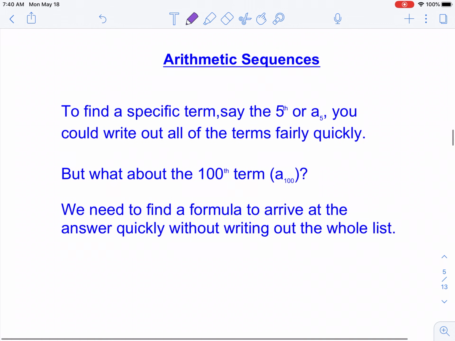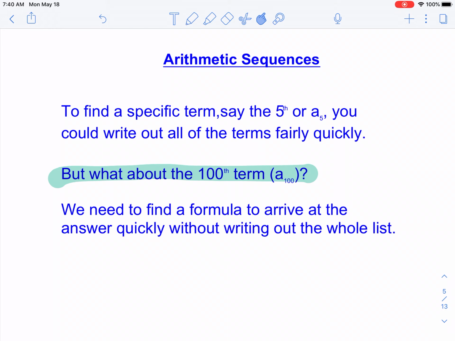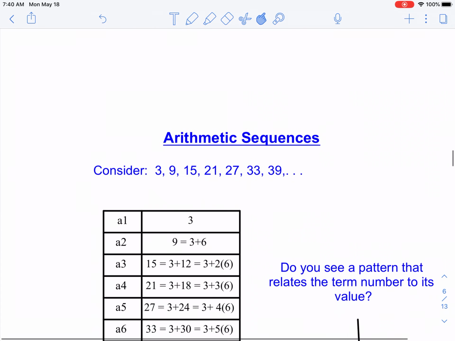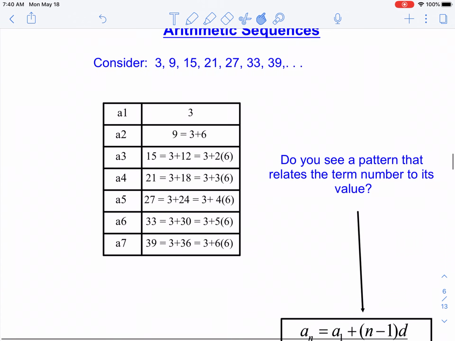Okay, so this is what I was just saying. What if you wanted to find the 100th term in the sequence? You want to do that fast. You don't want to sit there and count out 100 terms and keep adding the common difference over and over again 100 times, right? So there's got to be a formula for this, and we could derive a formula if we just think about how to start. So if you want to know the 100th term, A100, right?